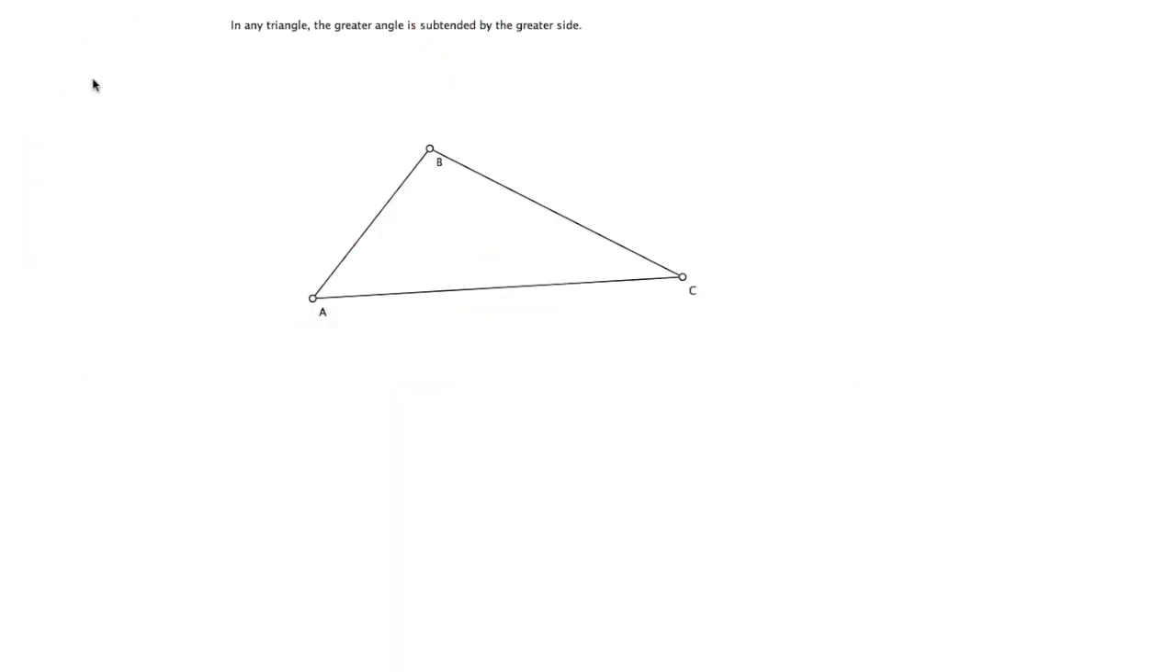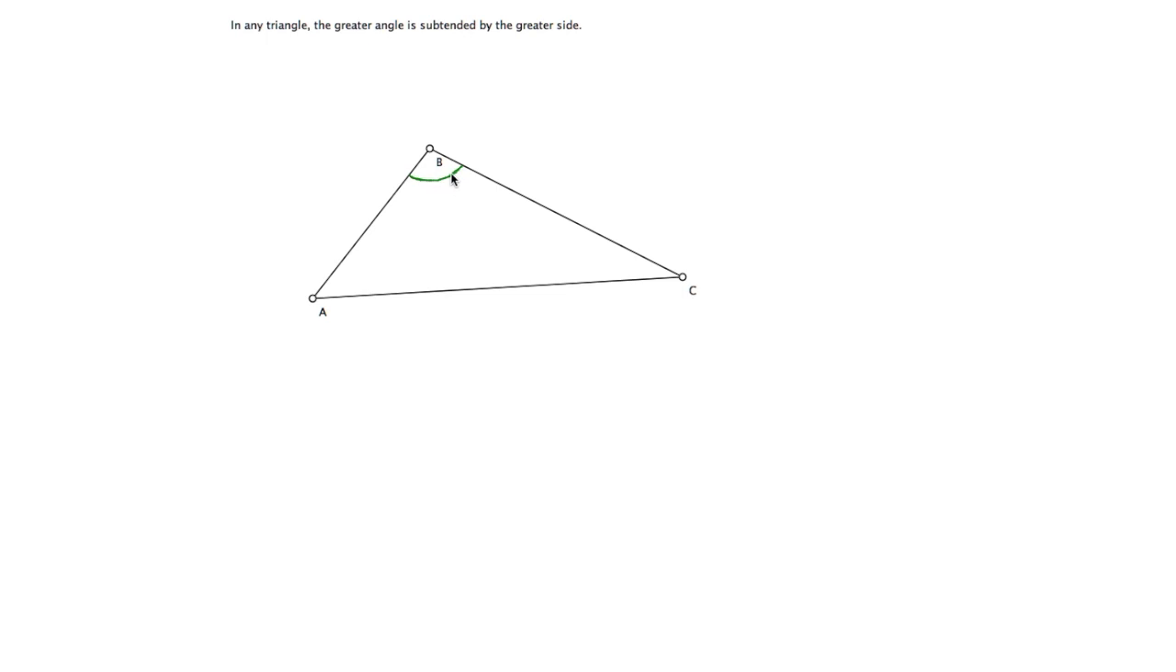Here we have proposition 19. Now proposition 19, of course, is the converse of proposition 18. And what we say for this one, we begin with our triangle ABC and the claim that in any triangle the greater angle is subtended by the greater side. That's the enunciation.